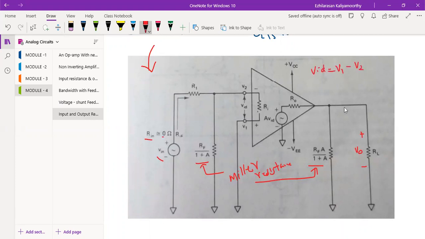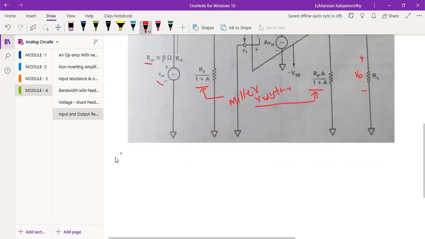This is already known, right? Okay. Now let us calculate the input resistance with the feedback. We can denote it as RIF. So we have to calculate the RIF. This is what we have to calculate.